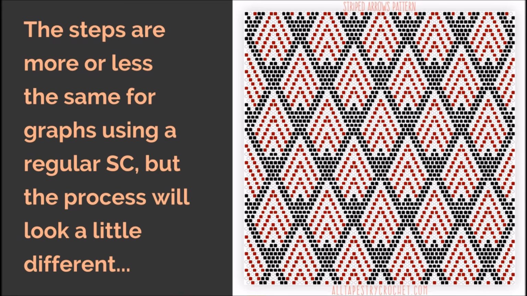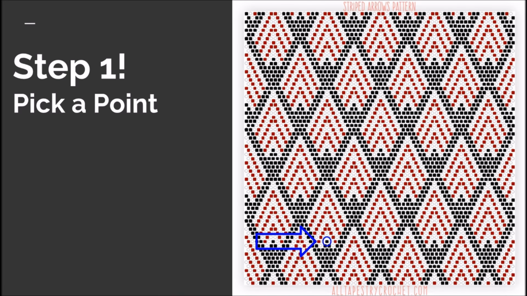The steps are more or less the same for graphs using a regular single crochet, but the process will look a little bit different. Step 1 is once again to pick a point. Be sure that you're choosing a point that's easily recognizable. I chose this point here because it's at the top of this small triangle shape.